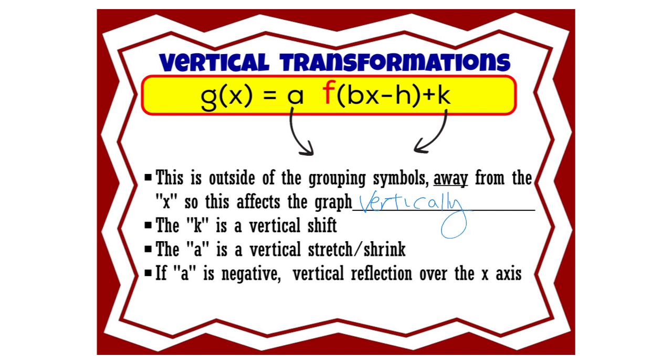The K out there at the far end is a vertical shift. Again, remember the H was a shift. Whatever you add or subtract is going to be shifting it. But this time it's going to shift it vertically, so it's going to go up or down. The A value, which you're multiplying by, just like the B was a stretch or a shrink, the A is a stretch or a shrink, but it's a vertical stretch or shrink. And if A happens to be negative, that's a reflection, but it's a vertical reflection. So if you think of something flipping upside down or flipping vertically, that means you would be flipping over the x-axis.